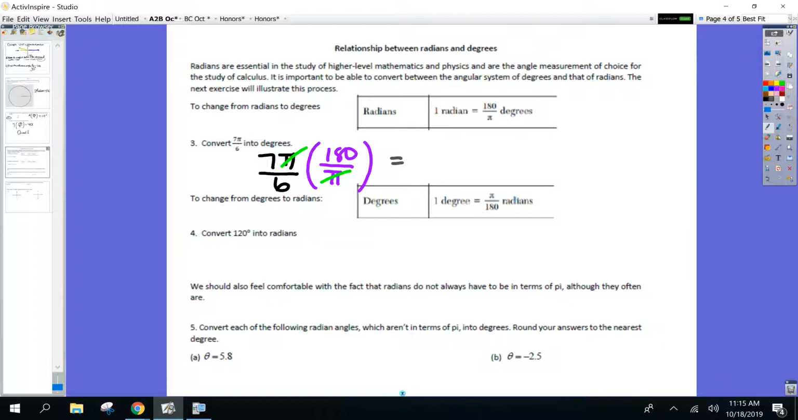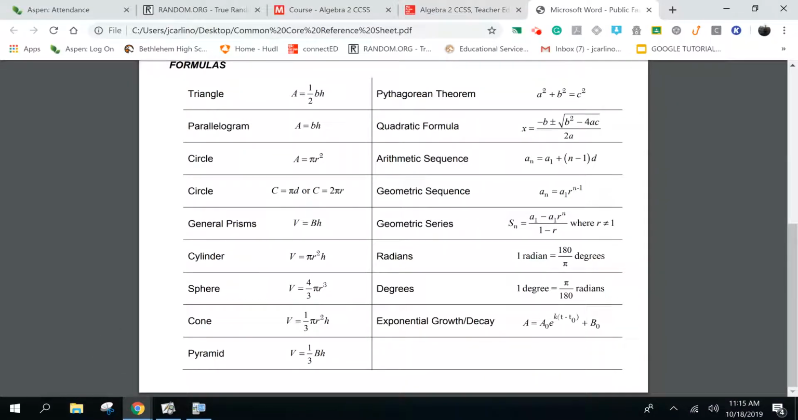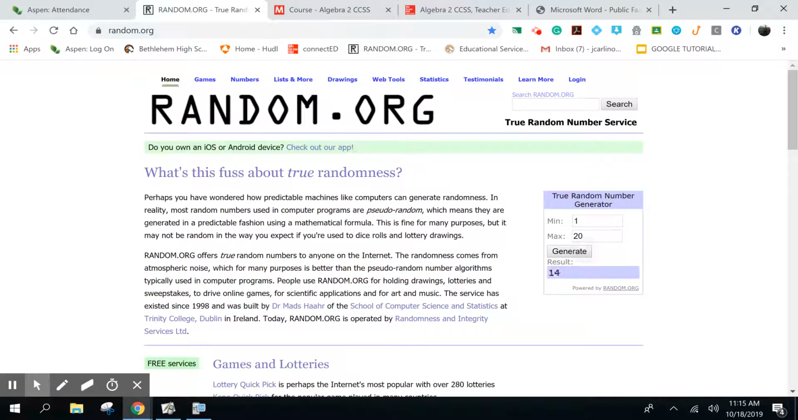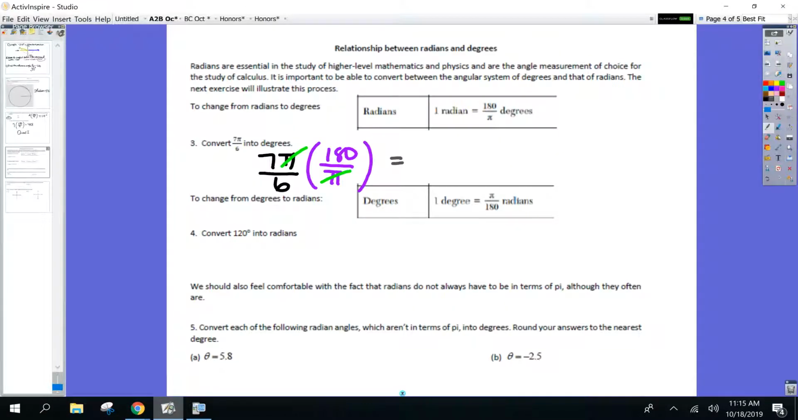And what do you got for me here? 14? 210 degrees. Yep. 7 pi over 6 radians is the same as 210 degrees.